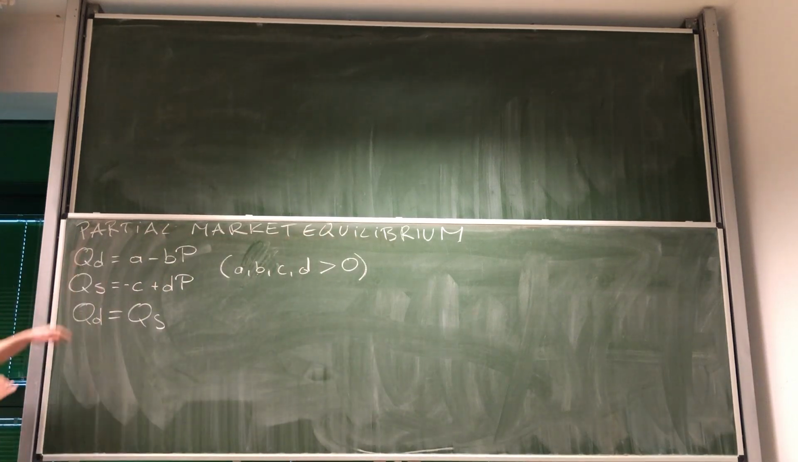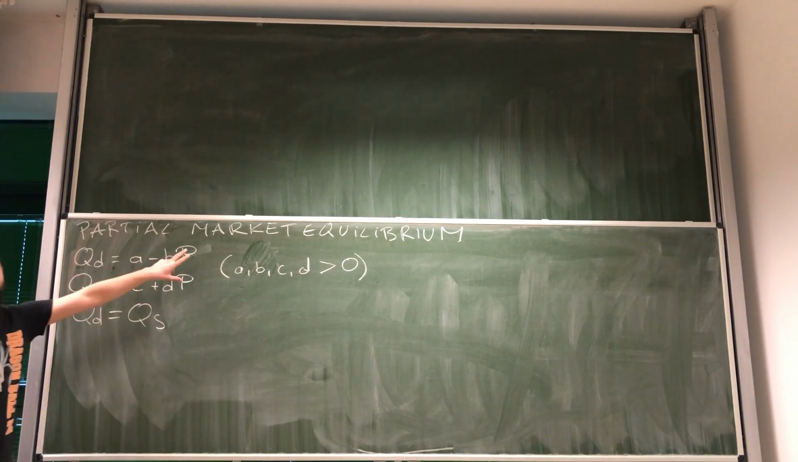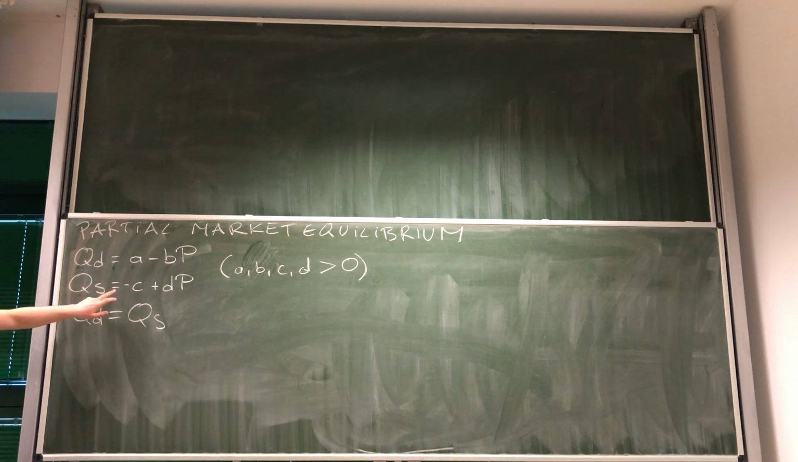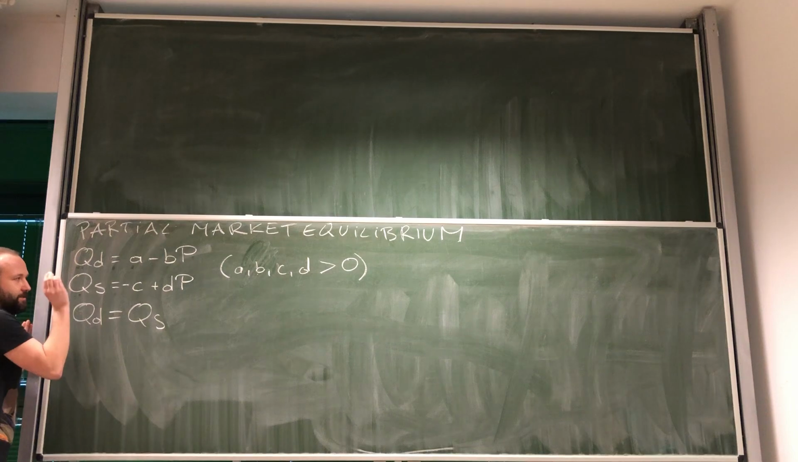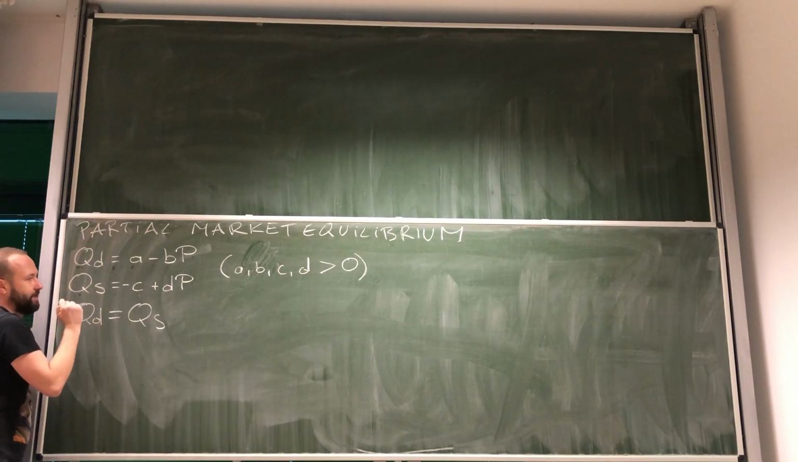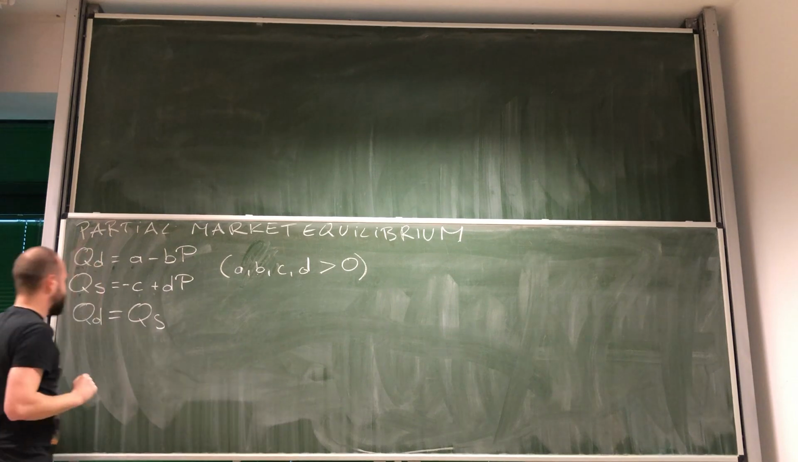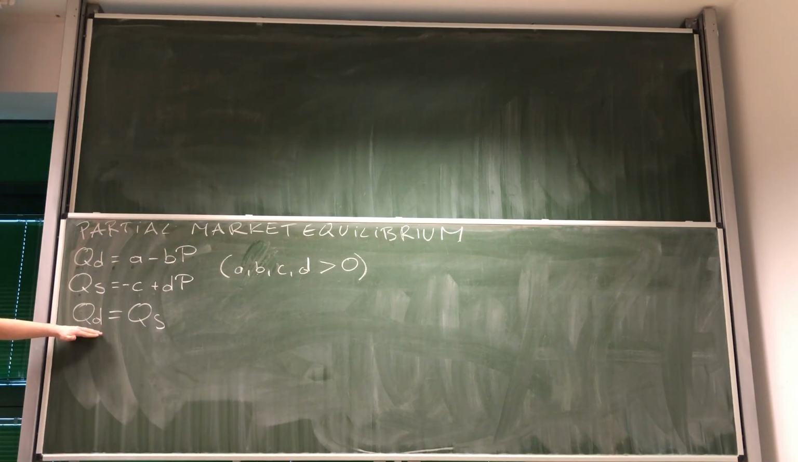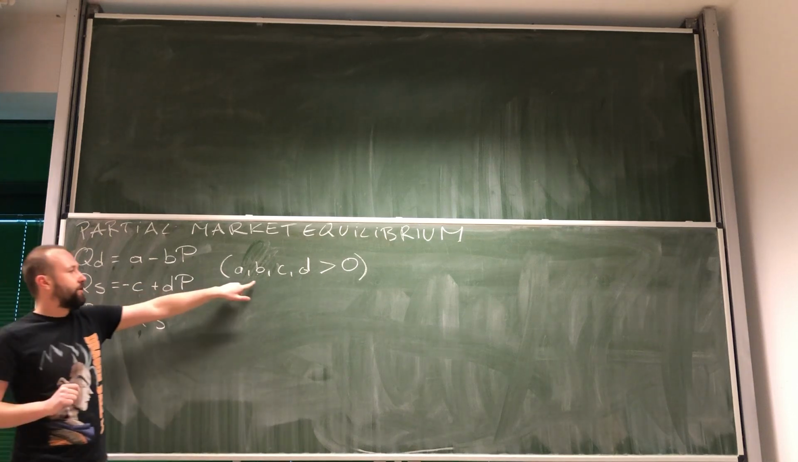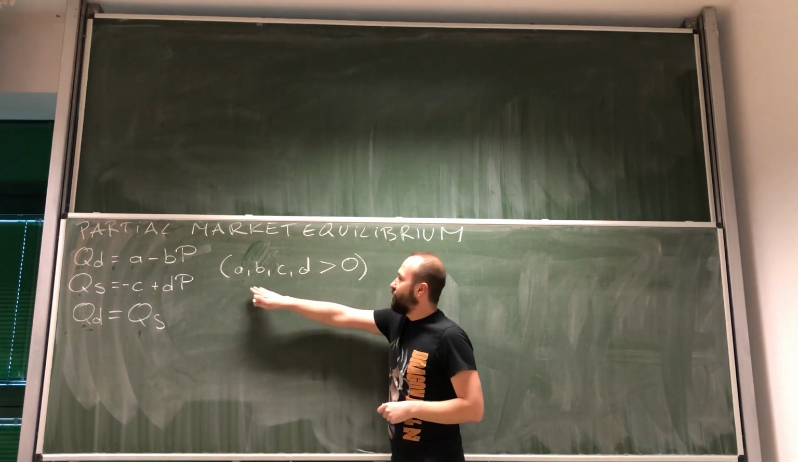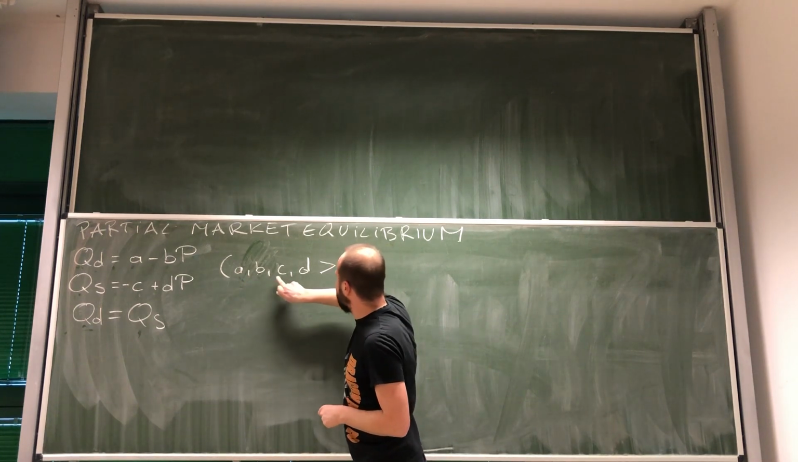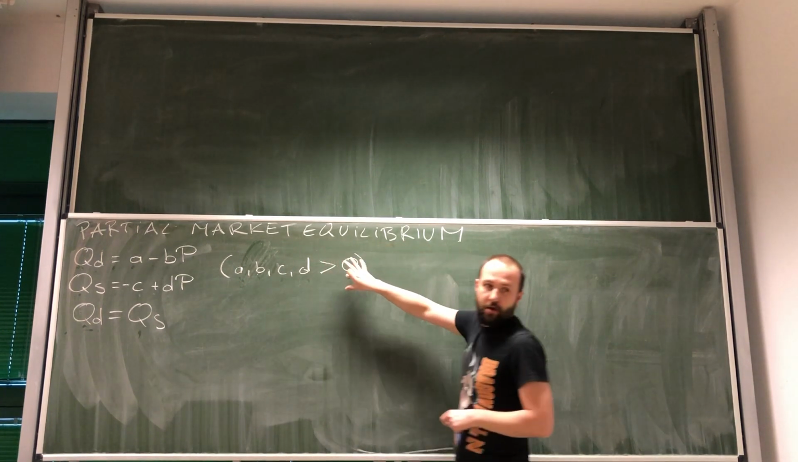Here we have that quantity demanded is equal to A minus B times P, where P is of course price. QS equals negative C plus D times P. And here we've got an equation that states that quantity demanded is equal to quantity supplied. Finally, we see from here that A, B, C, and D are all positive.